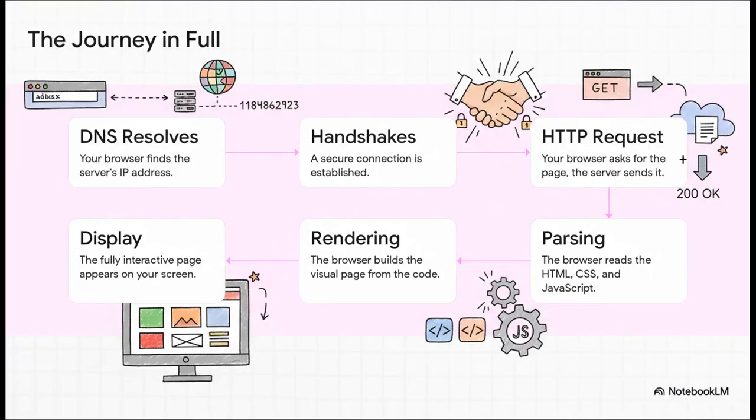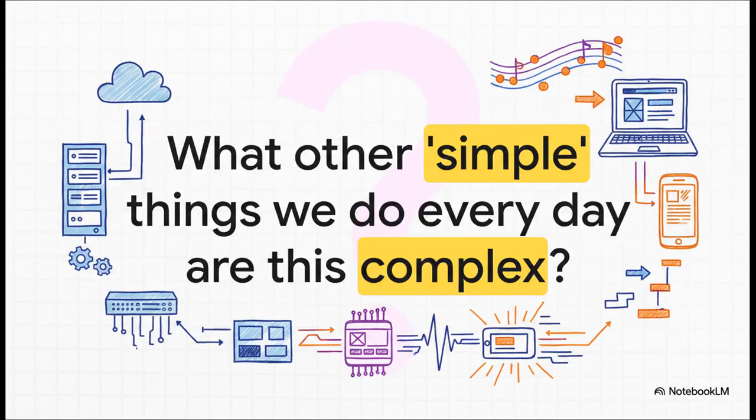And there it is. That's the whole incredible journey. Your simple click makes your browser find an IP address, do a digital handshake to create a secure connection, send out a request, and get raw code back. Then, your browser plays master architect, assembling all that code into the visual, interactive web page that you see on your screen. And just think, every single step of that process happens in just a few milliseconds. It is a hidden symphony of protocols and hardware, all working in perfect harmony to make our digital world possible. It really makes you wonder, doesn't it? What other simple things that we do every day are secretly this complex?